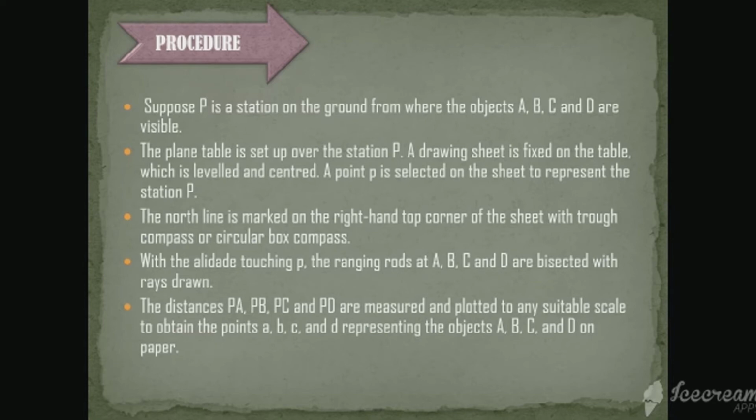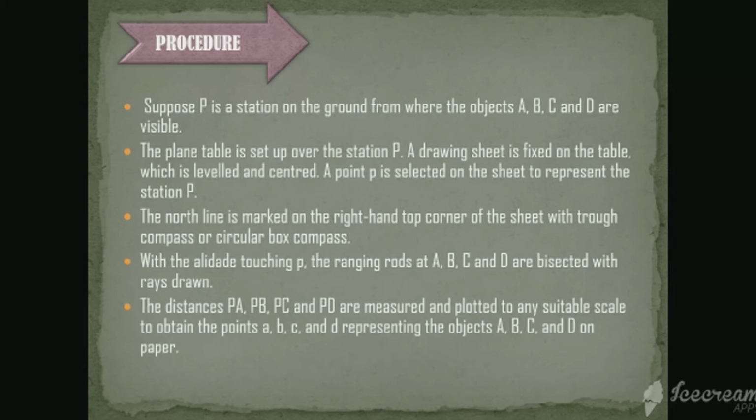Suppose P is a station on the ground from where the objects A, B, C and D are visible. The plane table is set up over the station P. A drawing sheet is fixed on the table which is labeled and centered. A point P is selected on the sheet to represent the station P. The north line is marked on the right-hand top corner of the sheet with a trough compass or circular box compass.